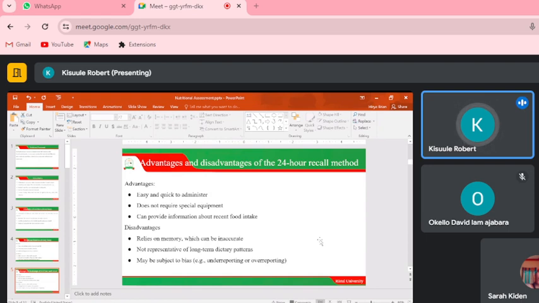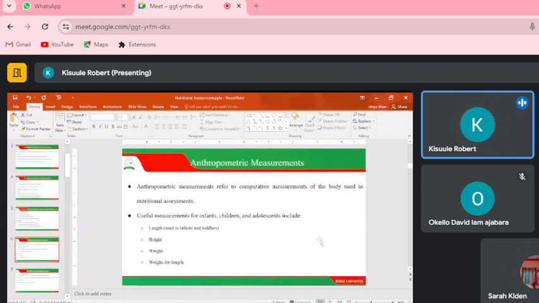And like I told you, it is subject to bias such as underreporting or overreporting. Sometimes someone will tell you they ate a lot, but then a lot is relative. What is a lot for me might not be a lot for you. Then there are those hand measurements, a palmful, ladles, etc. There are a lot of things you will go and read, and see how challenges may come. So, friends, let's interest ourselves with anthropometry.